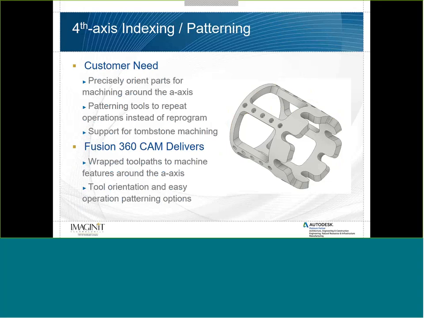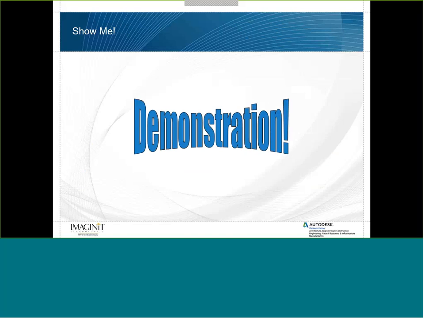But we can also use this to support tombstone machining, where we're setting that part up on a rotary table and doing one operation, and then we'll rotate it 90 degrees and do another operation, again being able to go through and control that. So we're going to jump into Fusion 360 again for this one, but what HSM provides is wrap tool paths for machine features around the A-axis, and tool orientation and easy operation patterning options to generate the models that we need.